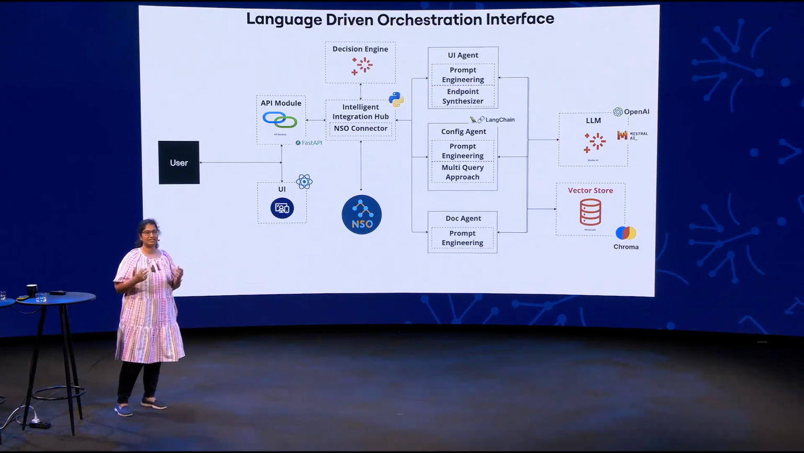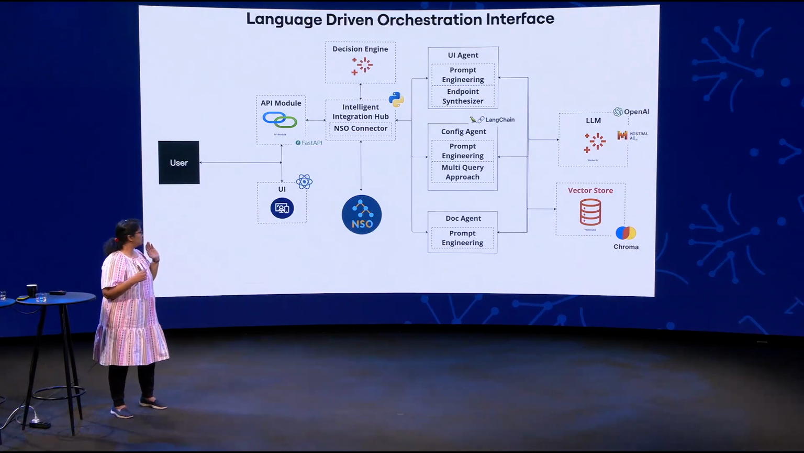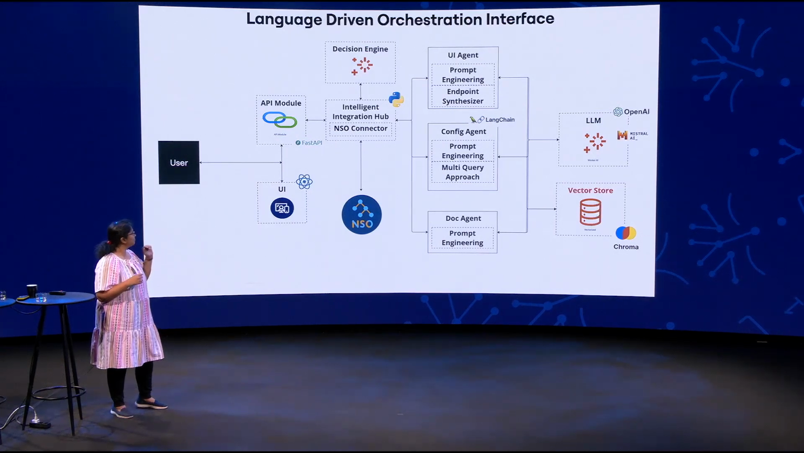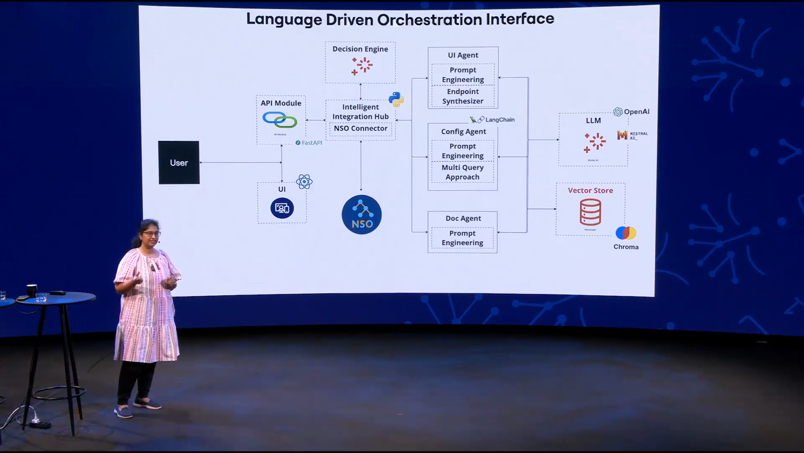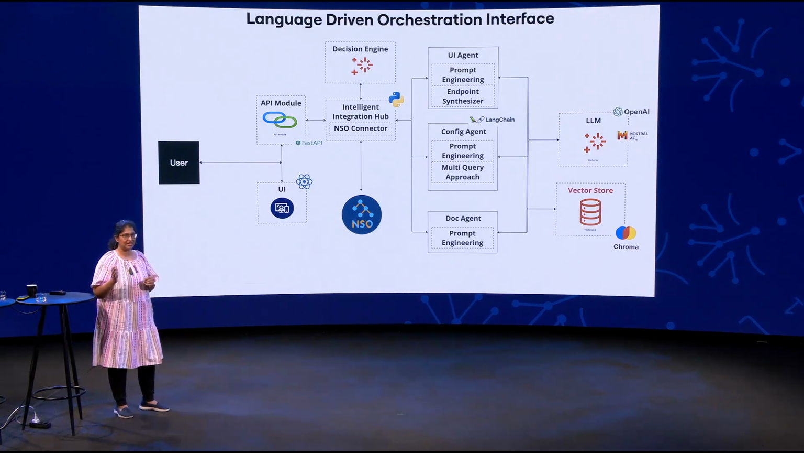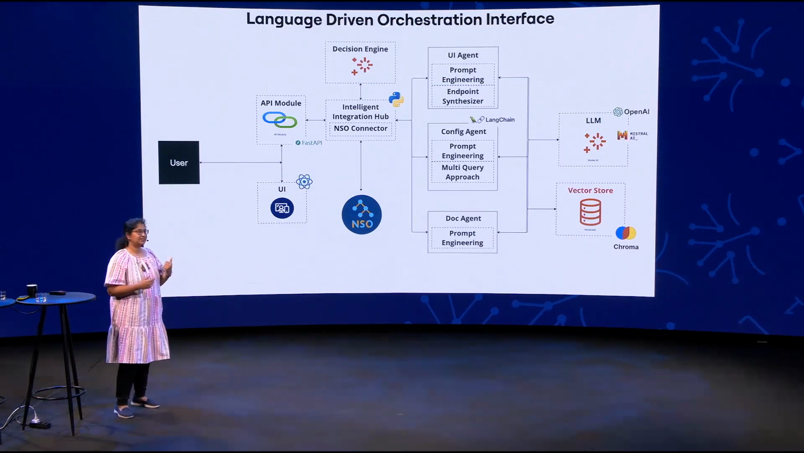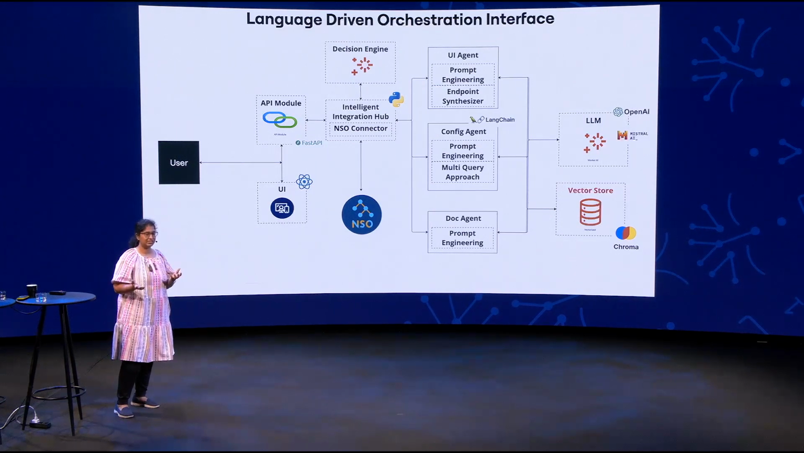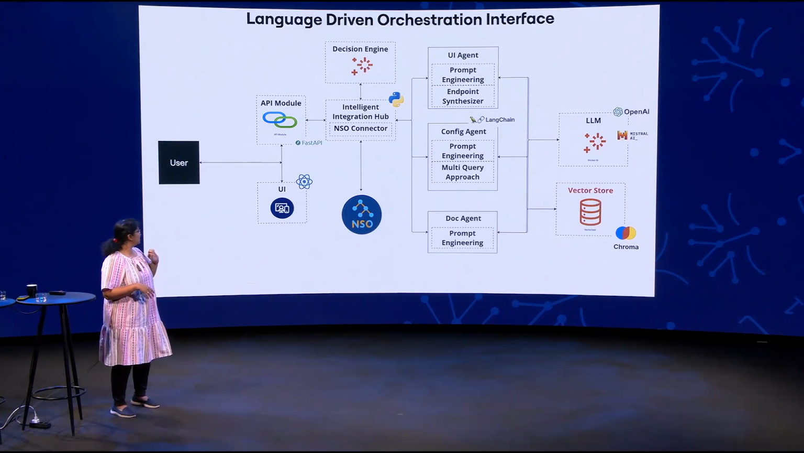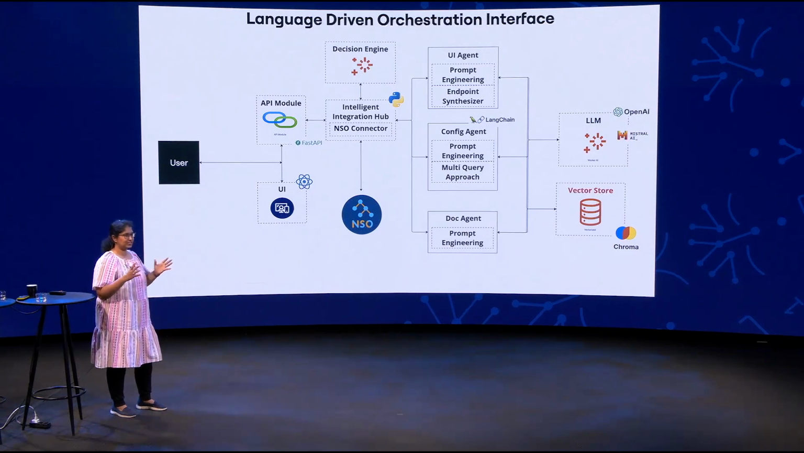Let's take an example of a config query. Let's say the user asks a config query. It decides it's a config query, and the hub spins up the config agent. It is the config agent which talks to the database. It gets the data from the database, talks to the LLM, determines the path it needs to query in NSO, and sends it back to the integration hub. Then the hub executes the query against the NSO running database, gets the config, and sends it back to the API module, which can either be displayed or returned back to the user.